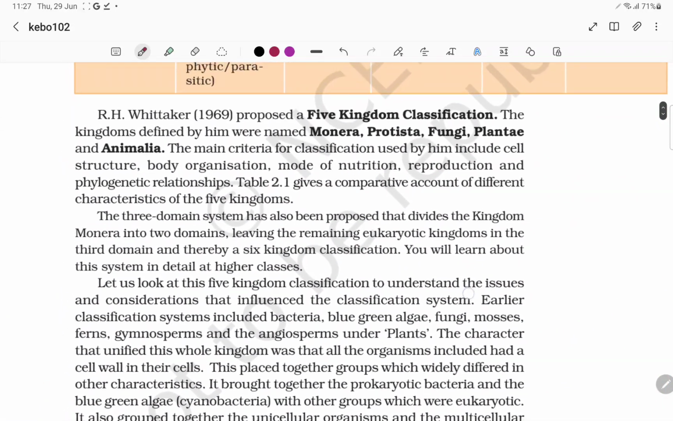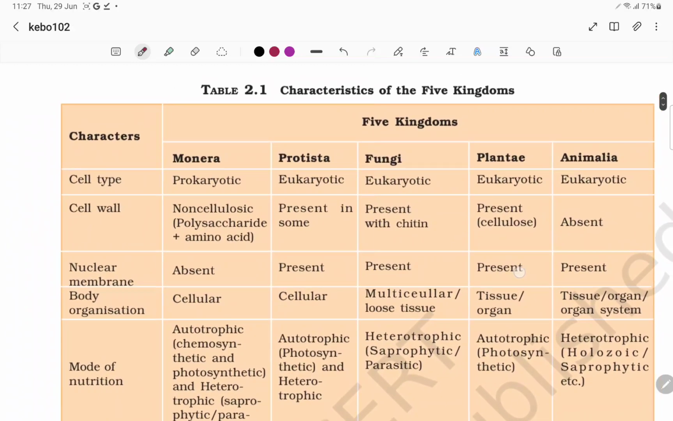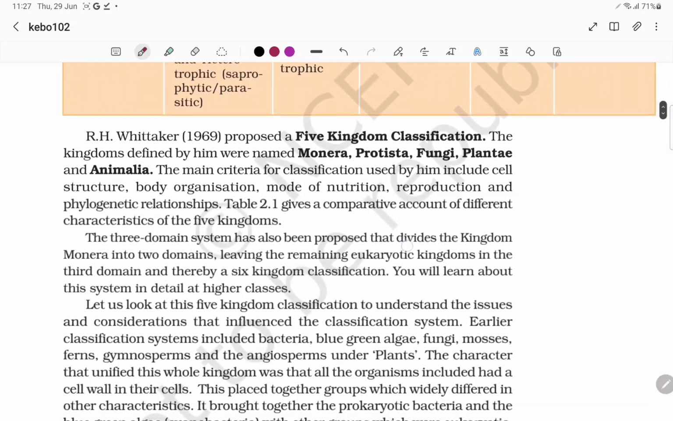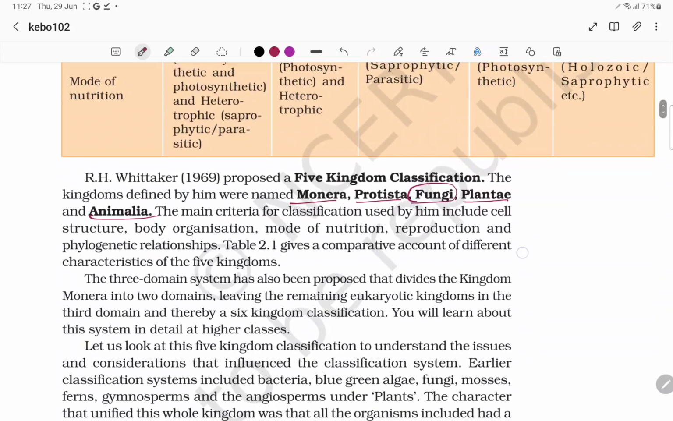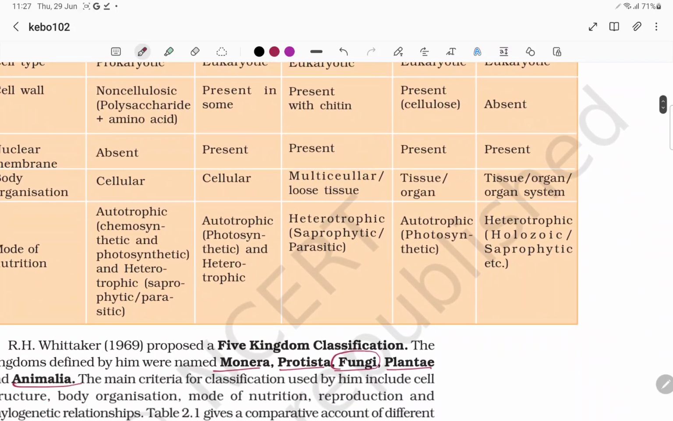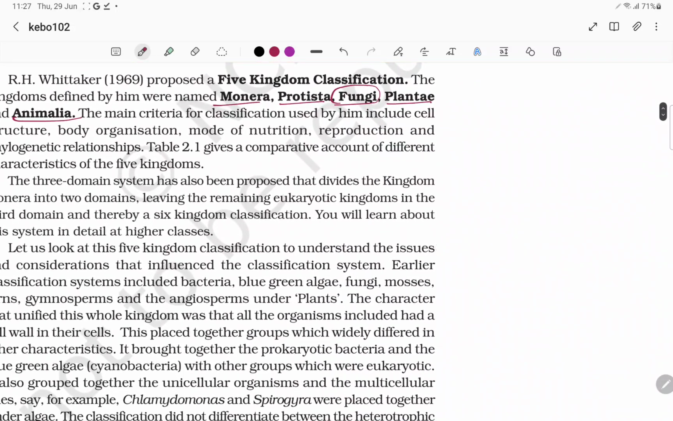So here is the most accepted system of classification, that is R.H. Whittaker's 5 kingdom system of classification. R.H. Whittaker proposed a 5 kingdom classification. The kingdoms defined by him were Kingdom Monera, Kingdom Protista, Kingdom Fungi, Kingdom Plantae, and Kingdom Animalia. Remember, fungi is seen for the very first time in R.H. Whittaker's 5 kingdom classification. Before going into this, let's see the 2 kingdom, 3 kingdom systems, like that.